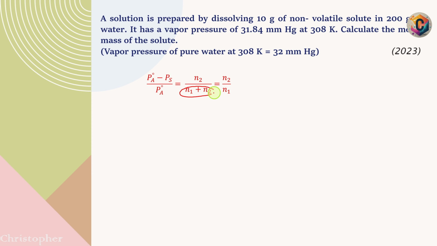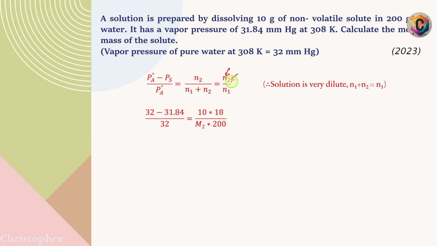So but here you have n1 plus n2. If you add n1 with n2, which means number of moles of solvent, and n2 refers to number of moles of solute. Since you are preparing a dilute solution, the summation of n1 plus n2 can be equated as n1. So I'm going to simplify this term as n1 here. Got it? So n2 represents number of moles of solute, divided by number of moles of solvent. Okay, so let us now substitute the values here.